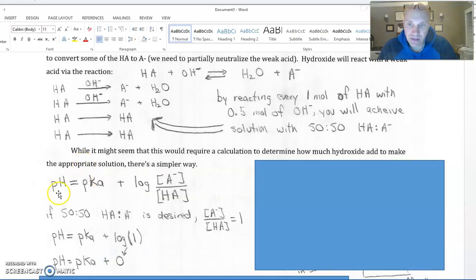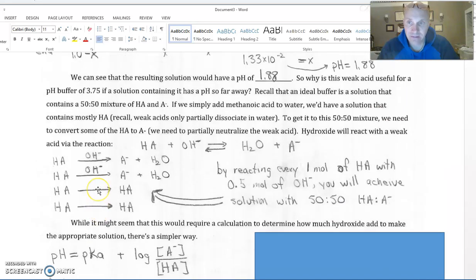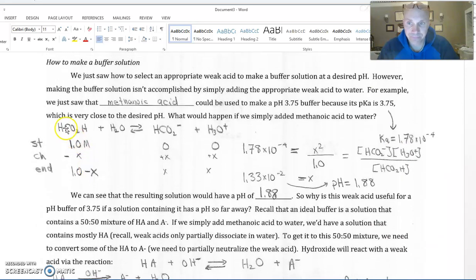So again, this is the Henderson-Hasselbalch equation. The pH is just the pH of whatever the solution is. That's what you can measure with a pH meter. The pKa is the pKa of the weak acid. So for example, if we're using methanoic acid, its pKa is something that we could look up in the data table.